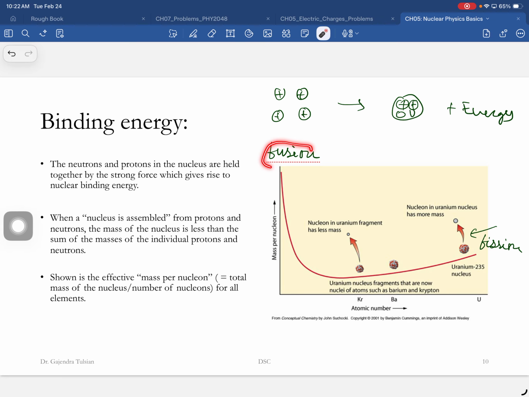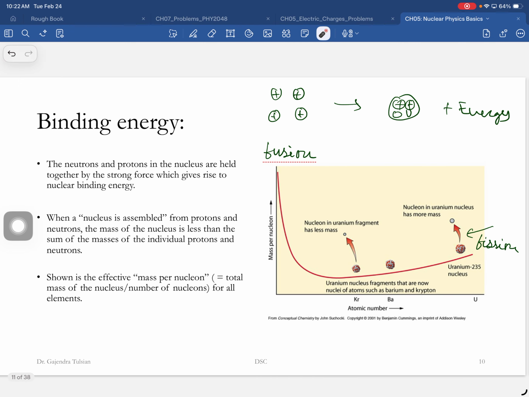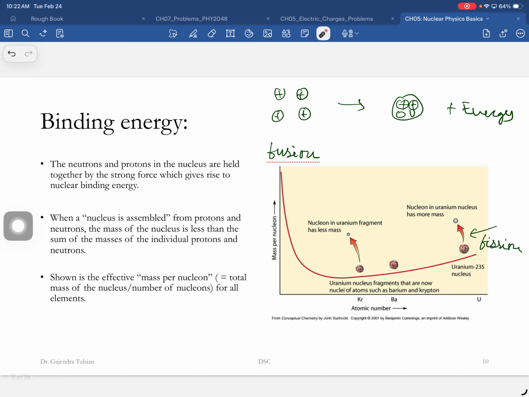There are four forces in nature: the strong force, the electromagnetic force, the weak force, and the gravitational force. This gives you the relative strengths. If the strong force is 1 unit strong, the electromagnetic force is 100 times weaker. The weak force is roughly 1,000,000 times weaker. And the gravitational force is tiny. It's 1,000 trillion times weaker. This gives you the range and so on.